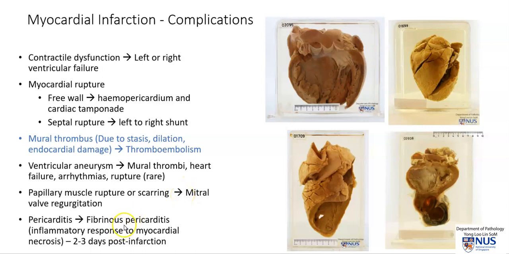And there is also a potential for pericarditis, in particular fibrinous pericarditis, which is an inflammatory response to the dead muscle. And here is an example of pericarditis. This usually occurs within a few days of the myocardial infarction.